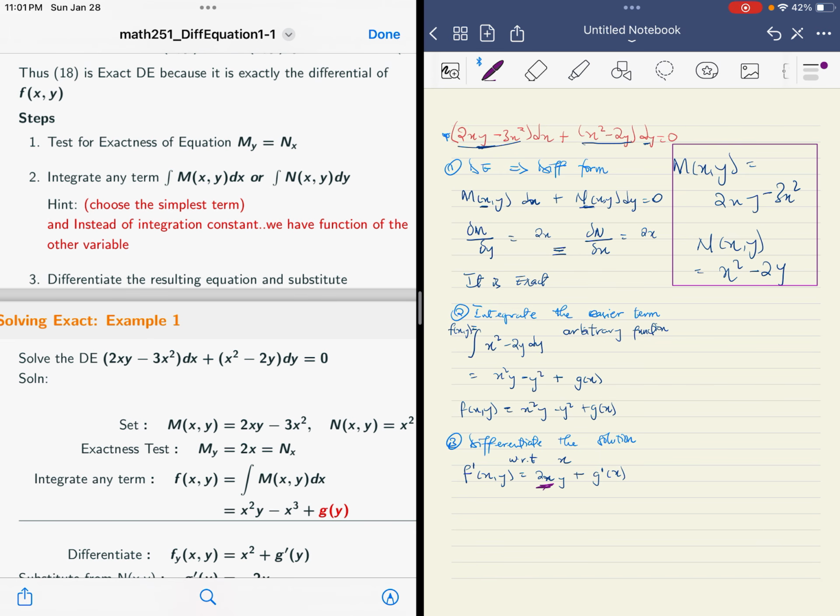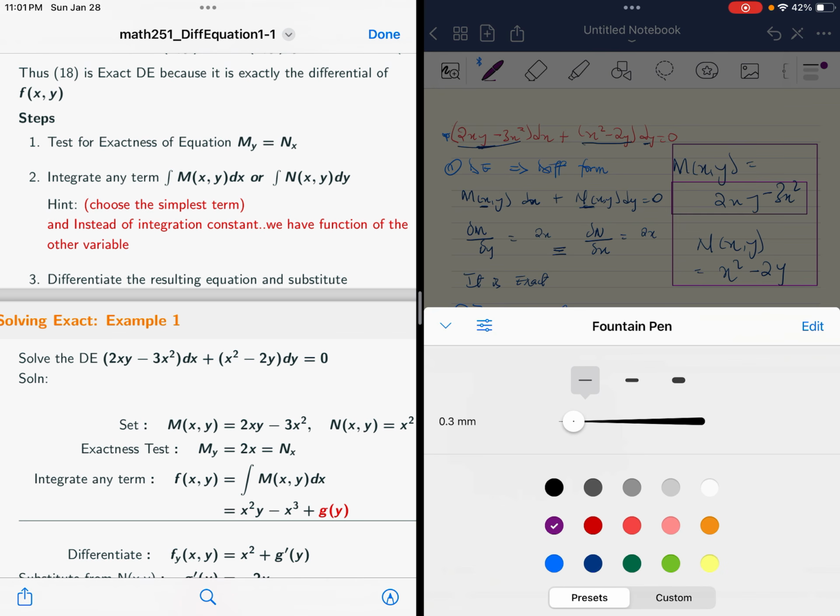We see that we have a certain 2xy plus g prime of x. Between your m of xy and your n of xy, what contains 2xy? Because we want to find g prime of x. So which function can we compare to f prime of xy that has 2xy that we can simply find g prime of x? And I believe that is your m of xy right here.